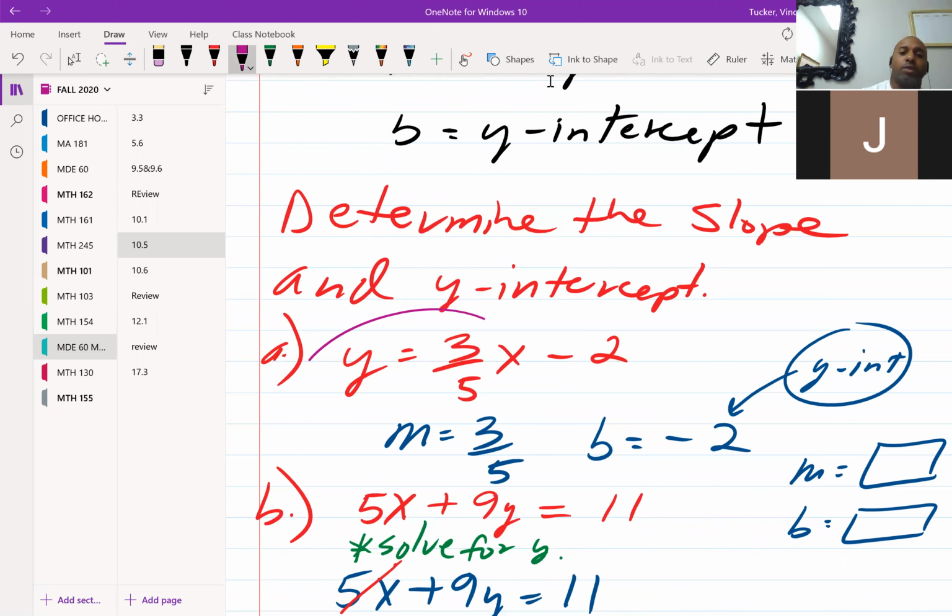Looking at this first one, if I have y equal to 3/5 x minus 2, my equation is already solved for y. I can just pick out what's sitting in front of x. That would be my slope, which is 3/5. And then the other number is my y-intercept. That's -2. In MyMathLab, they'll probably just have a box for your slope, you type in the number, and the same thing for your y-intercept.